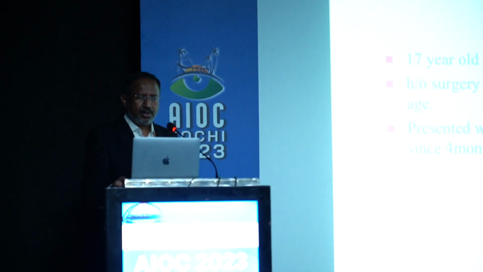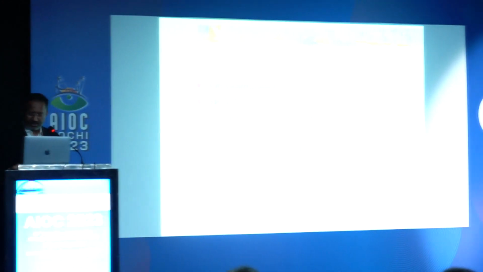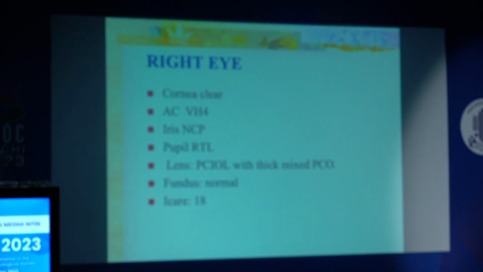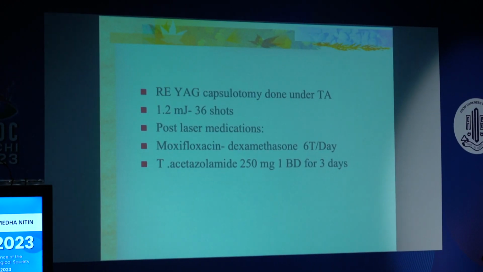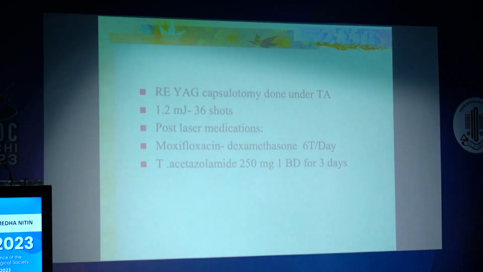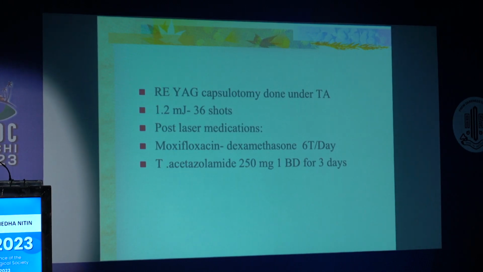It's a young boy, with a history of decreased vision in the right eye since 4 months. He came with a vision of 6/60 in the right eye and 6/6 in the left eye, and near vision N36. On examination, clear cornea, deep chamber, and thick PCO in the right eye. The left eye is normal. IOP is 18. So he underwent a YAG capsulotomy with around 1.2 millijoules, and they put him on moxifloxacin-dexamethasone 6 times a day, and acetazolamide given once BD for 3 days, and he was asked to go.